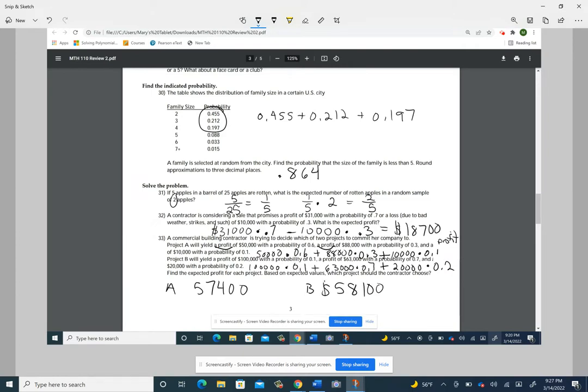Okay, so the expected profit is what you're seeing there for each. So if you're going to base your decision on expected profit, you'd want the greatest possible. And so you would go with B. Okay.